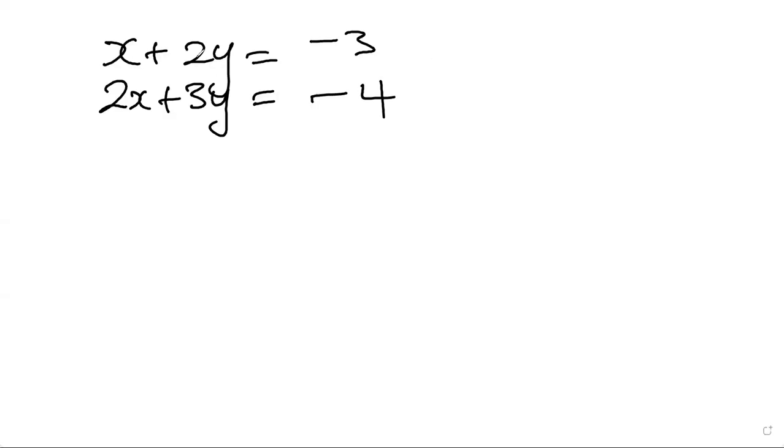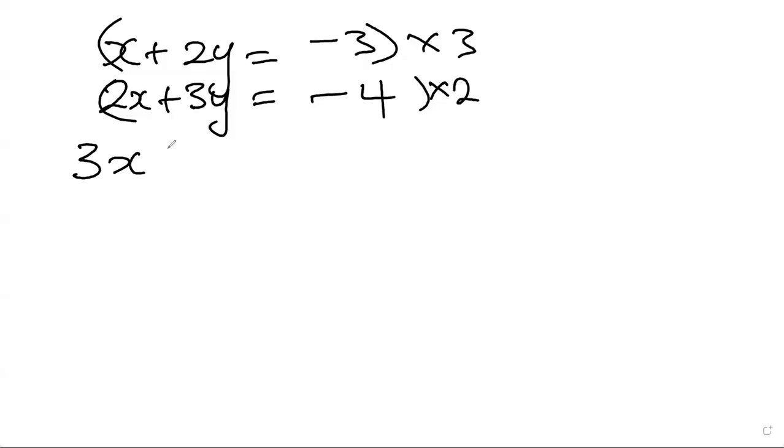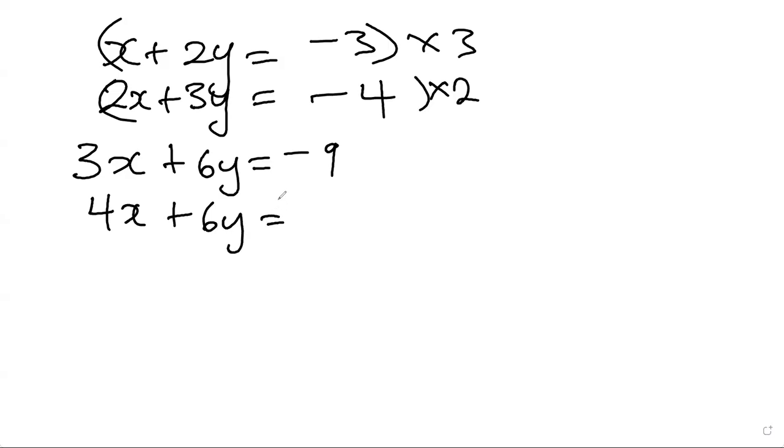Alright, so we're going to get rid of the 2y and 3y. So we're going to multiply by 3 and by 2. We're going to bring both of them to the 6x. 3 times x, 3x. 3 times 2y, 6y. 3 times negative 3, minus 9. 2 times x, that's 4x. 2 times 3y, 6y. That's why we multiply, right? 2 times 4, negative 8.